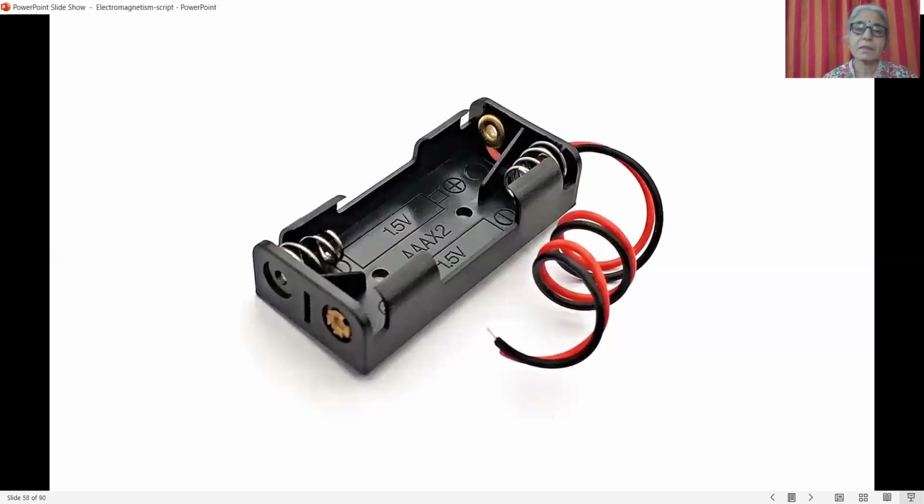So this is a cell holder. You can fix two cells in this holder. The springs keep the cell in place without any movement. There are two lead wires coming out, a red wire and a black wire. The red wire is the positive terminal of the entire series, and the black wire is the negative terminal of the entire series.